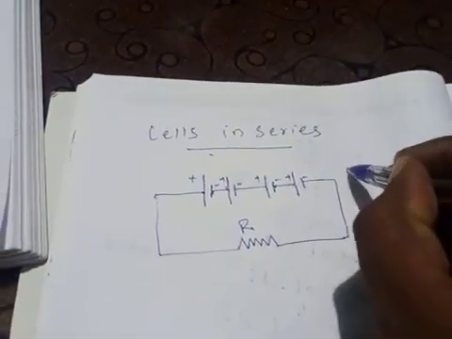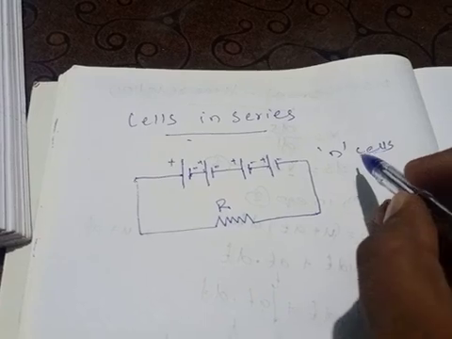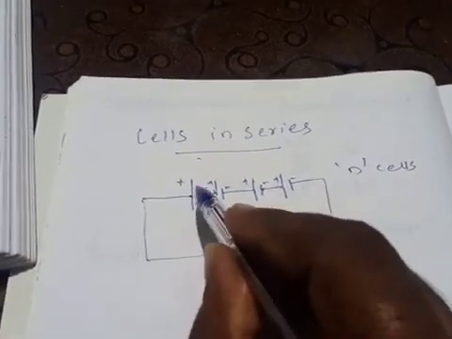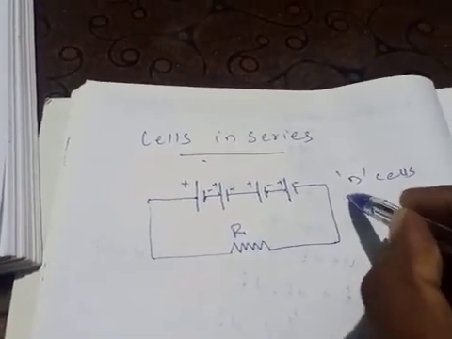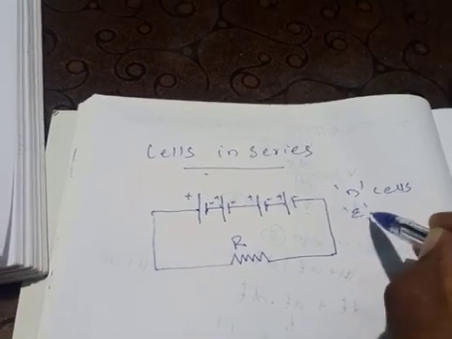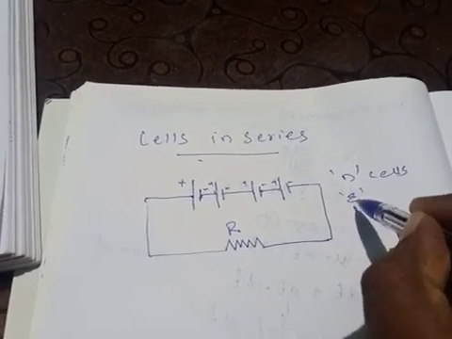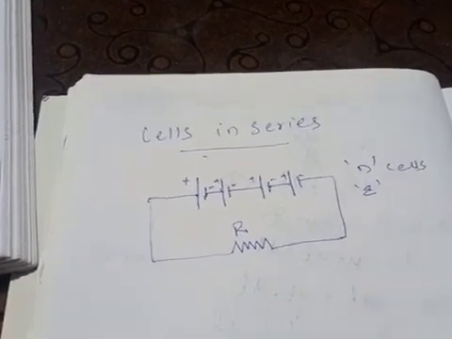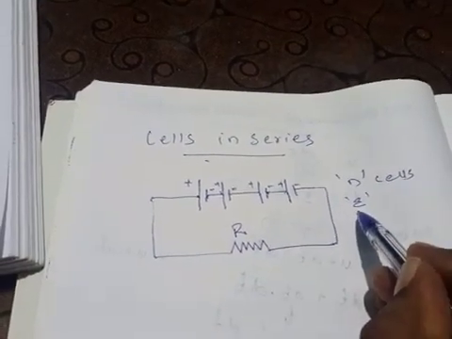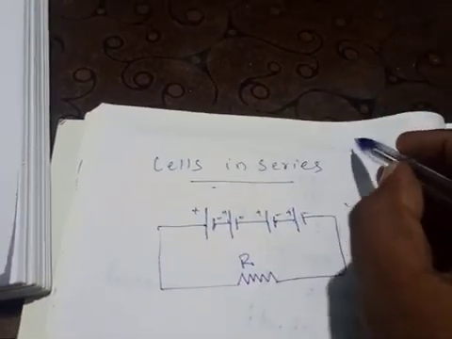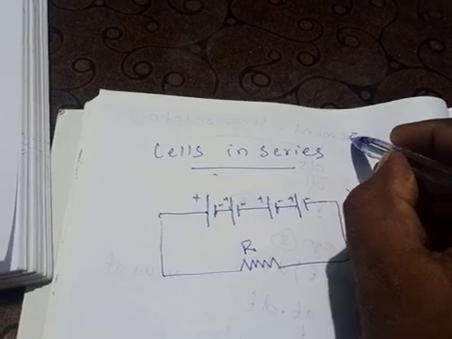N cells are connected, and each of these cells has an EMF. Each cell has EMF, and you can use the symbol epsilon. In old textbooks you can see one symbol like this.